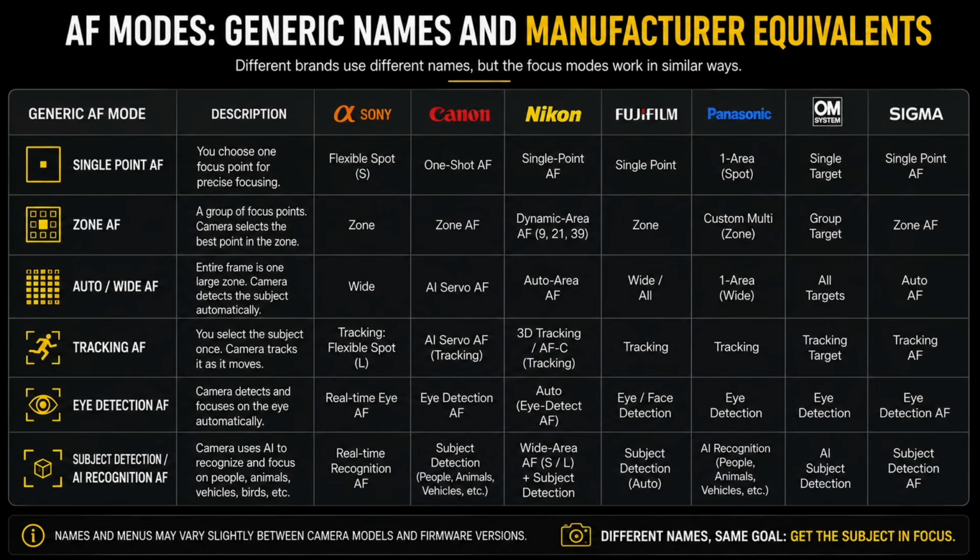Although every single manufacturer uses slightly different names, nearly every autofocus system is built around these simple generic ideas. Some modes give you complete control over where the camera focuses, while others allow the camera to make more decisions for you. Understanding these different autofocus areas is the first step towards choosing the right one for the subject that you're taking a photo of.